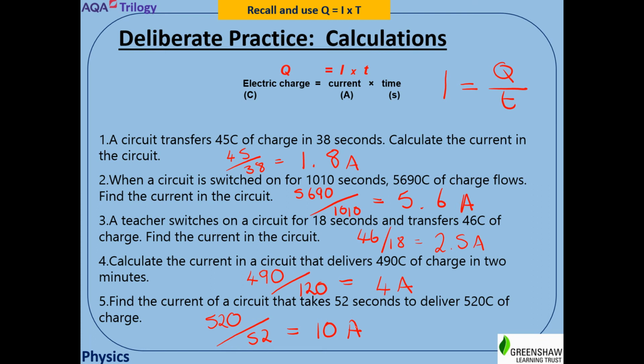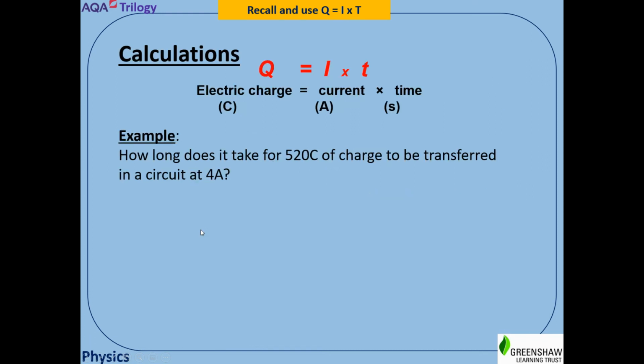And again, I hope you're finding that relatively simple. The difficult bit is rearranging the equation. Once you've got your equation rearranged, then it's a case of plugging the numbers into it, making sure, like in the case of number 4, that your numbers are in the correct units.